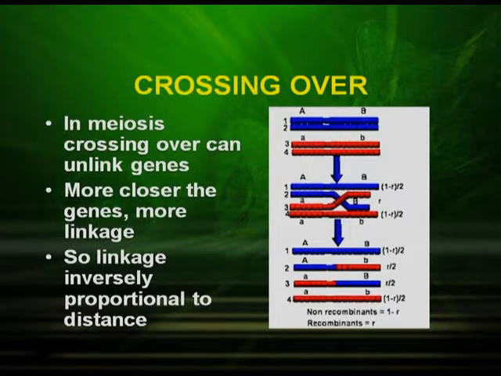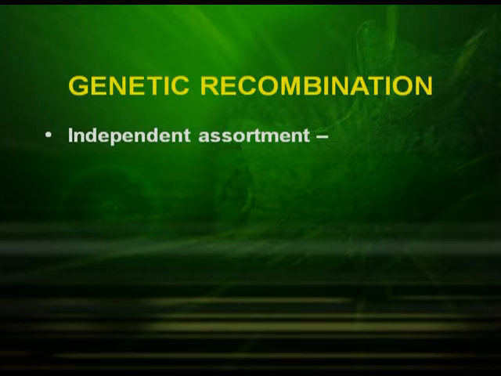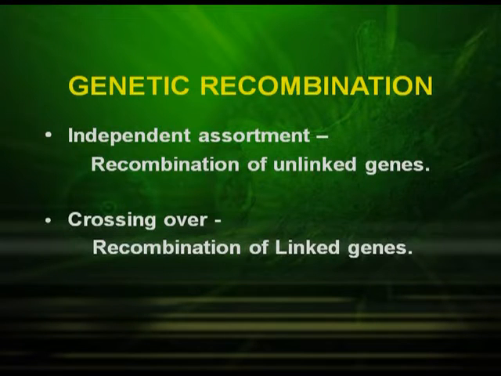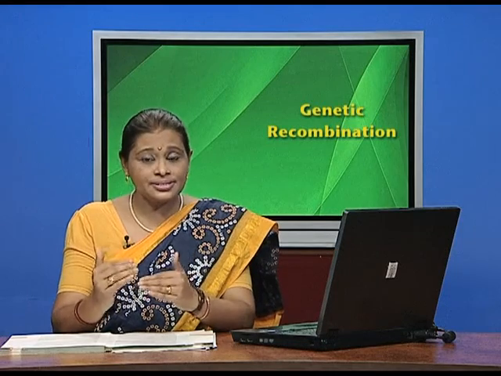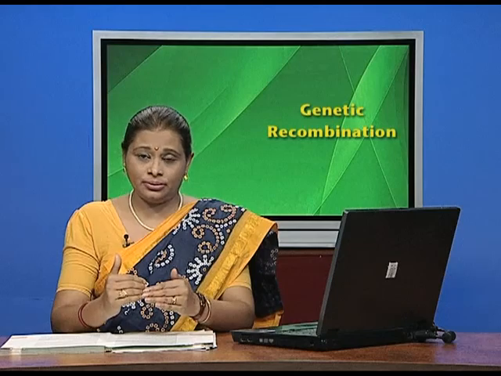On the other hand, the frequency of crossing over will be more. So, after crossing over, we come to another important aspect, and that is genetic recombination. Genetic recombination can occur in two ways. The one is independent assortment, that is the recombination of unlinked genes. And the other one is crossing over, and that is the recombination of linked genes. Here lies the difference between independent assortment and crossing over.